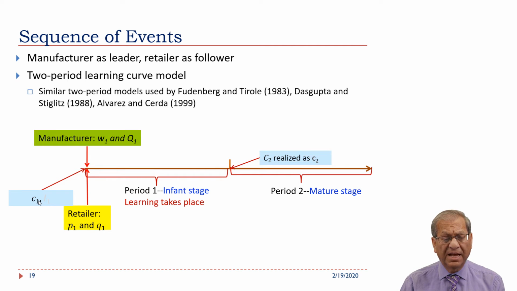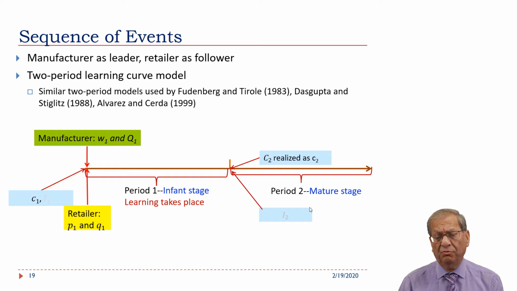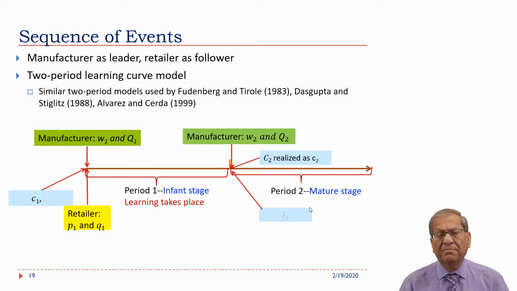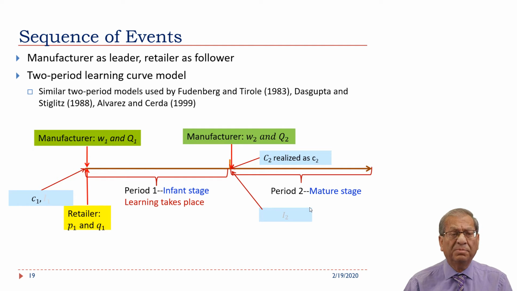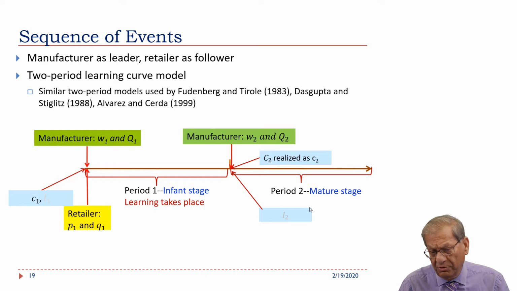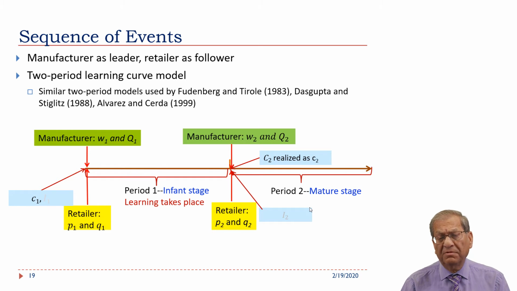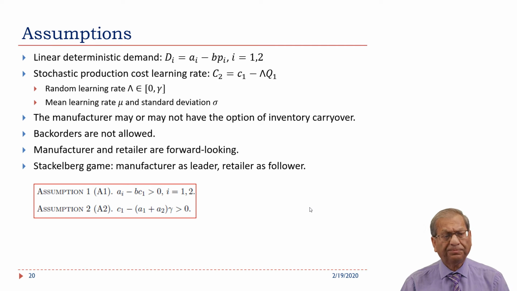Then the learning takes place, and at the beginning of period 2, big C2 is realized as small c2, as you can see here. After both observe c2, the manufacturer will decide the wholesale price and the production quantity in period 2. After that, the retailer will respond by deciding the retail price p2 and ordering quantity q2.